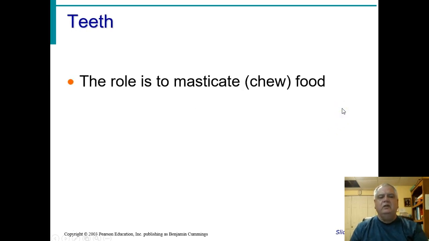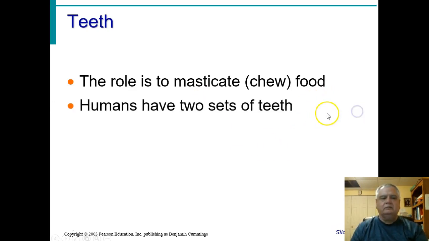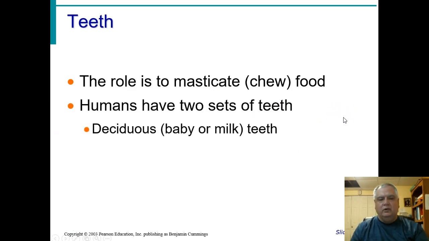Okay, moving on to the teeth. The job of the teeth is simply to masticate, or to chew the food up into smaller pieces. Humans actually have two sets of teeth, as you probably know, because you've all gone through this. The first set of teeth that we get are referred to as the deciduous, or baby, or milk teeth. They're called deciduous because they're going to fall out.